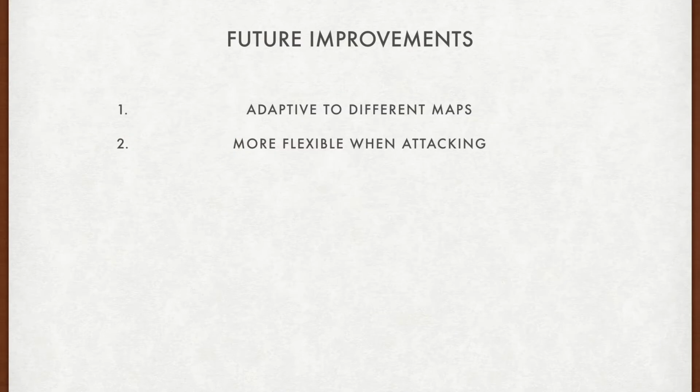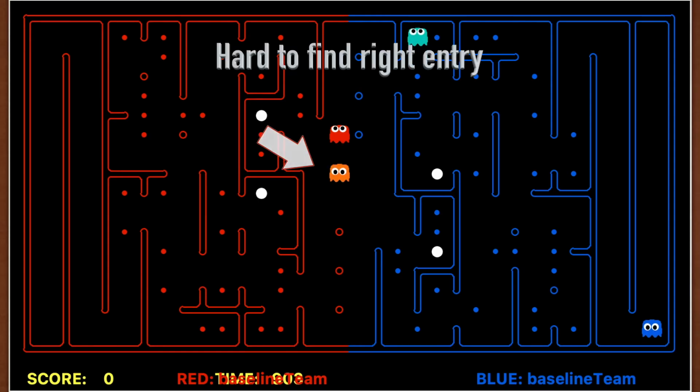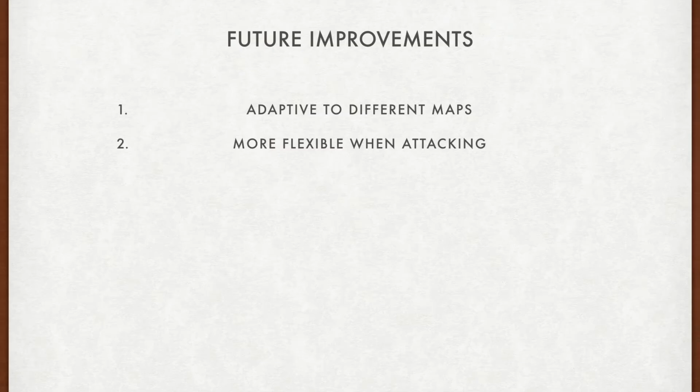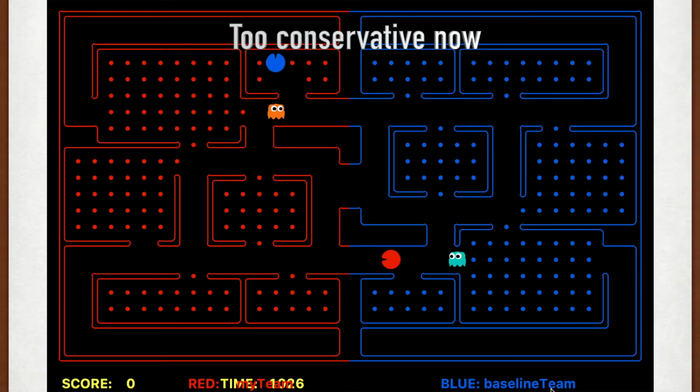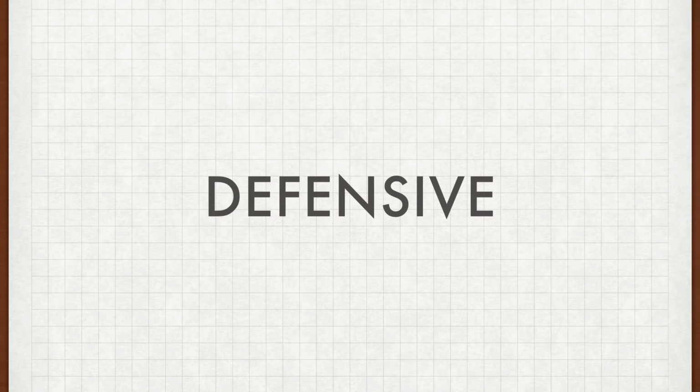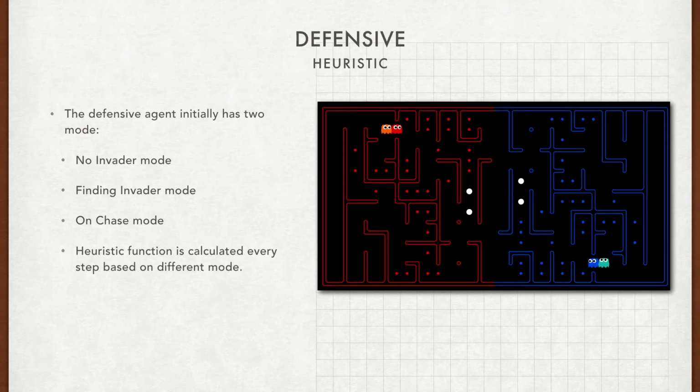For offense, some future improvements are to be more adaptive to different maps, as sometimes we can't find the right entry. Finally, we want to be more flexible when we are attacking, as now we are more conservative. Our defensive agent uses a heuristic function in different modes in order to achieve a good action when defending.